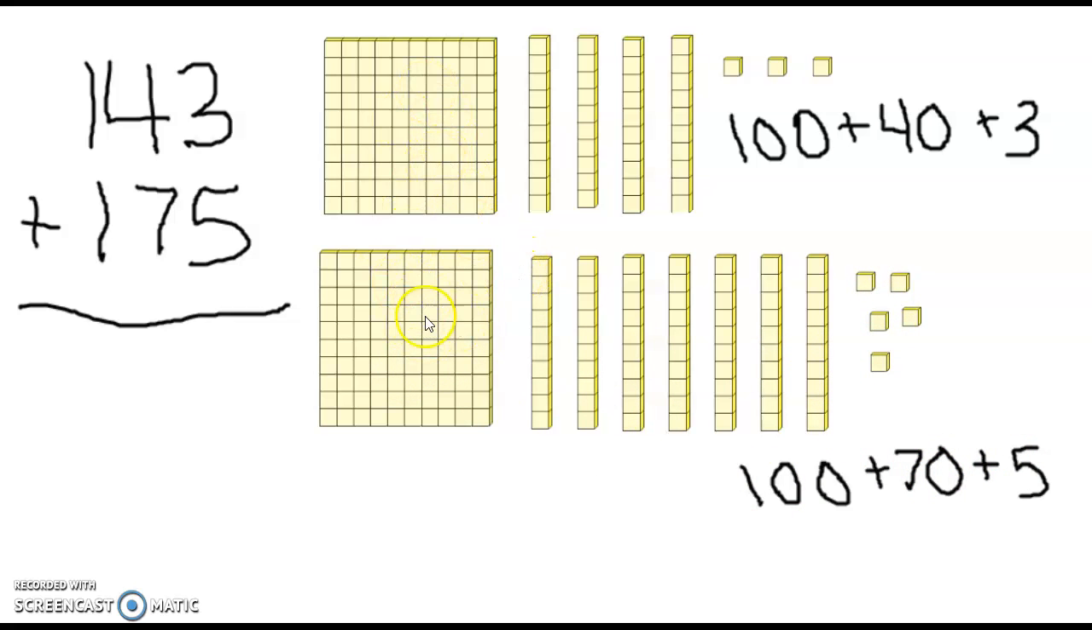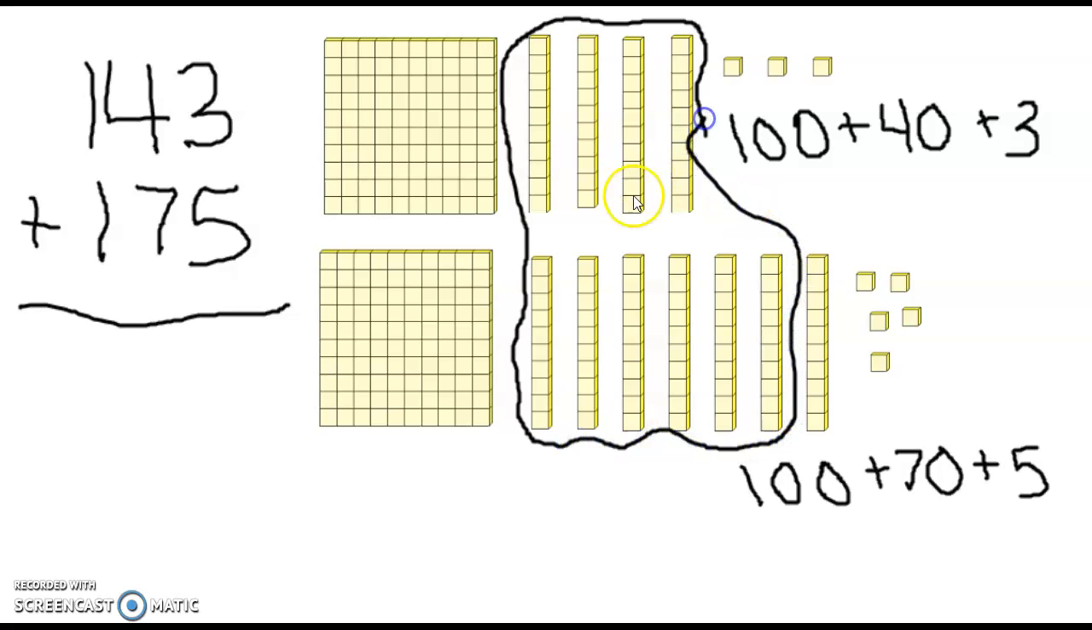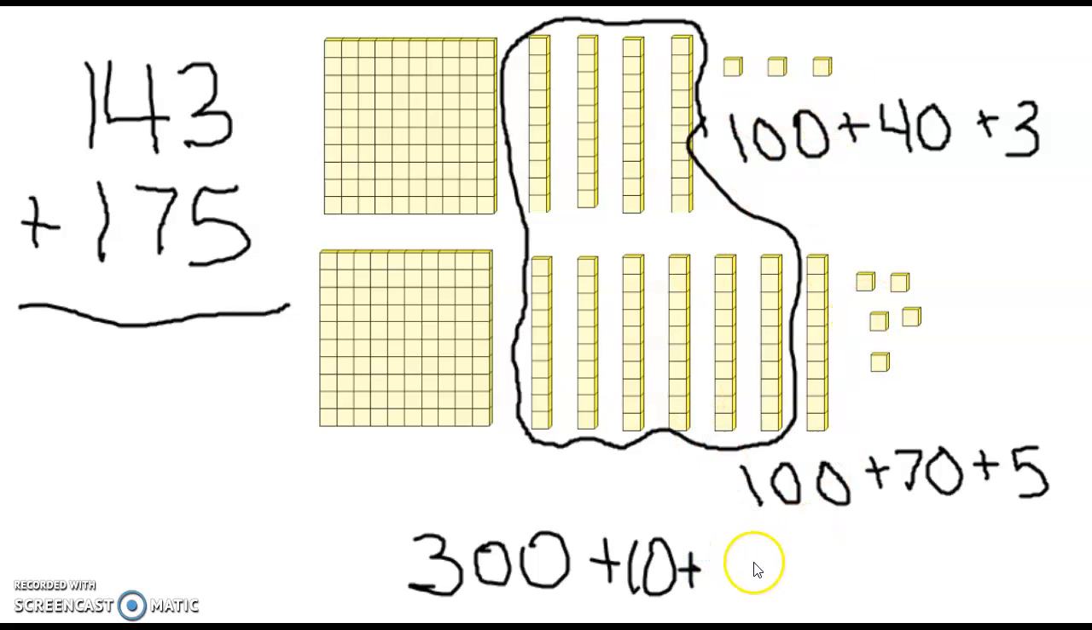So now I'm going to see if I can make any trades. I can't trade 2 flats. Can I trade any longs? Ooh, let's see. I have so many longs. I think I can make 10. 4, 5, 6, 7, 8, 9, 10. 10 longs will give me another flat. Can I trade cubes? Nope, not enough. So now I have 100, 200, 300 plus 10 plus 3 and 5 is 8. That gives me 318 books for this team.